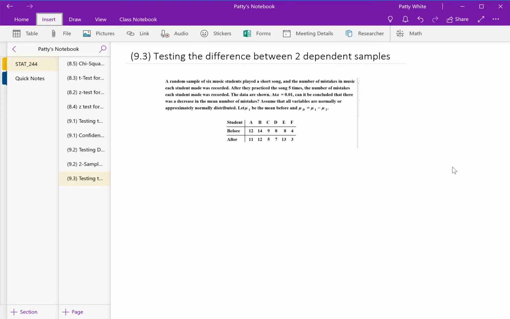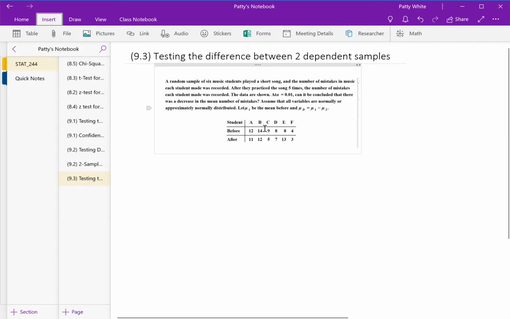Today we're going to look at an example of testing the difference between two samples, but this time they are dependent samples. So there's a before or after kind of set of information. Somehow the two samples are linked together. So let's go ahead and get started.